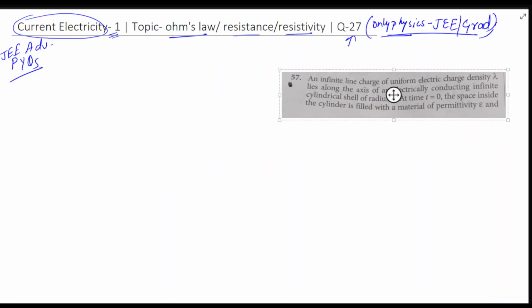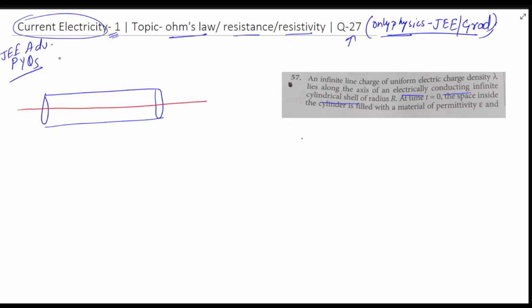So we have an infinite line charge, a uniform line charge density lambda, lying along the axis of a vertical, electrically conducting infinite shell. So we have it like this, and we have a line charge like this, right? Now this shell is electrically conducting, of radius r. So its radius is r.